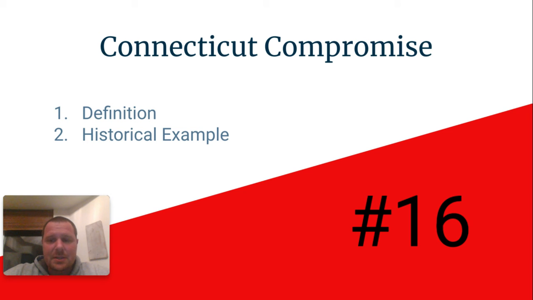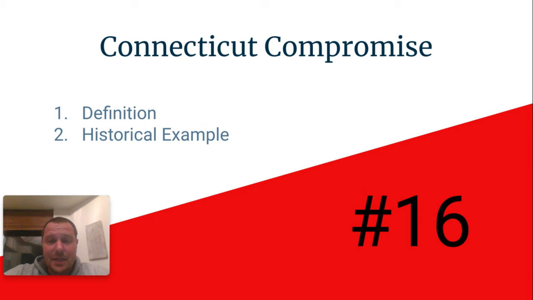And so the small states, led by New Jersey and the New Jersey Plan, proposed that representation in Congress should be equal and that there should be an equal number of representatives sent to represent every state. This was probably the biggest argument at the Constitutional Convention, and it almost threatened to shut the whole convention down.